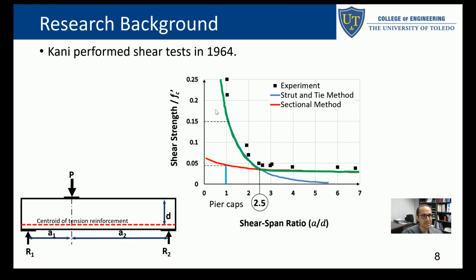So a typical pier cap, let's say shear span to depth ratio 1. If you analyze it using the sectional method, that's going to be the capacity you would find, which is, let's say, 0.05. And if you analyze it using the strut-and-tie method, you're going to get 3 times larger capacity, which is more representative of the real case. So that is the potential that we investigated.